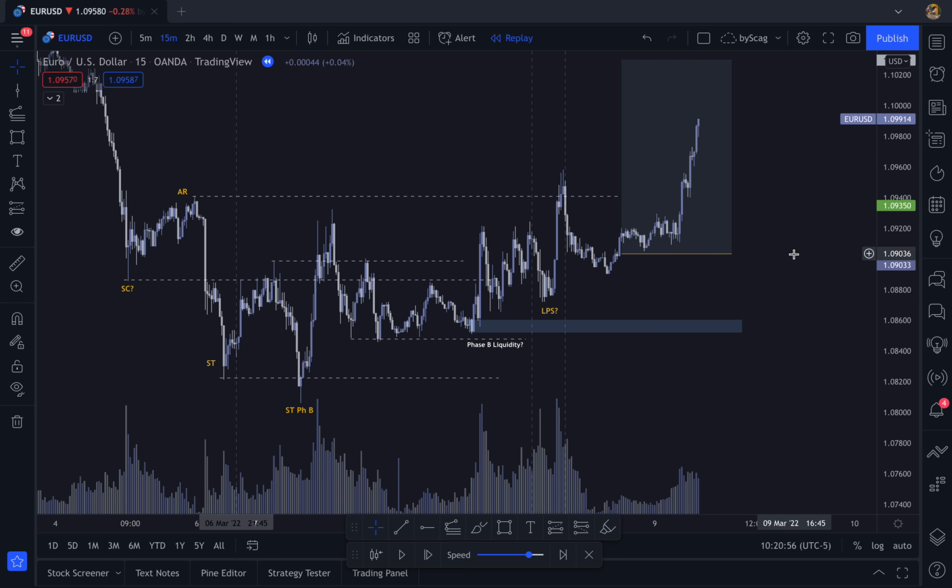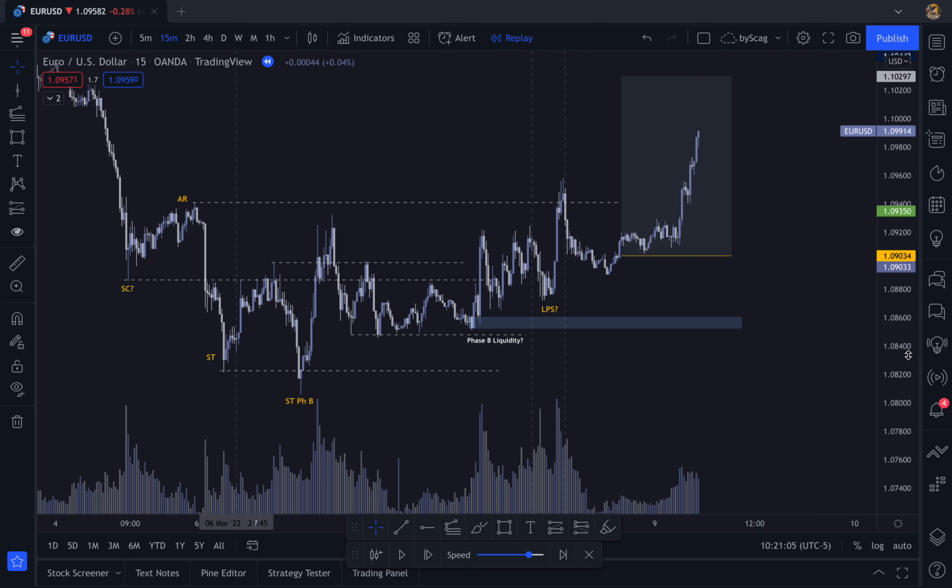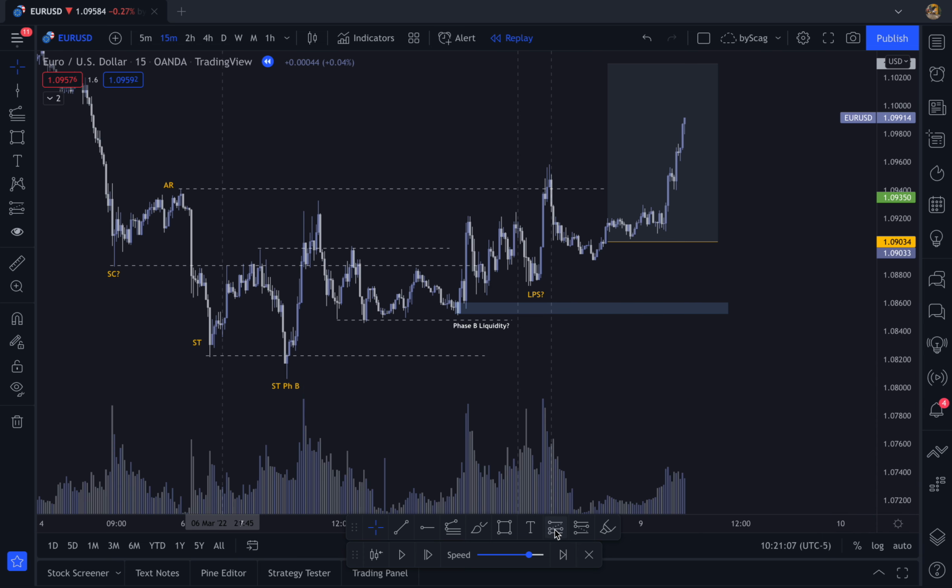Whatever that may be. Now the question is, where does this accumulation end? Where is this going to go? The way we do our targets is, again, we grab our Fibonacci extension tool, and we use the ST in phase B, the lowest point of the range. We go to the high, and then we come back to what in our case is the second LPS, which is here.